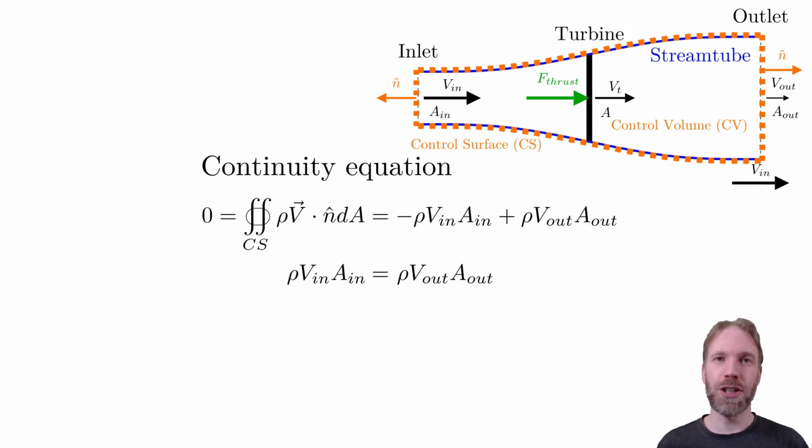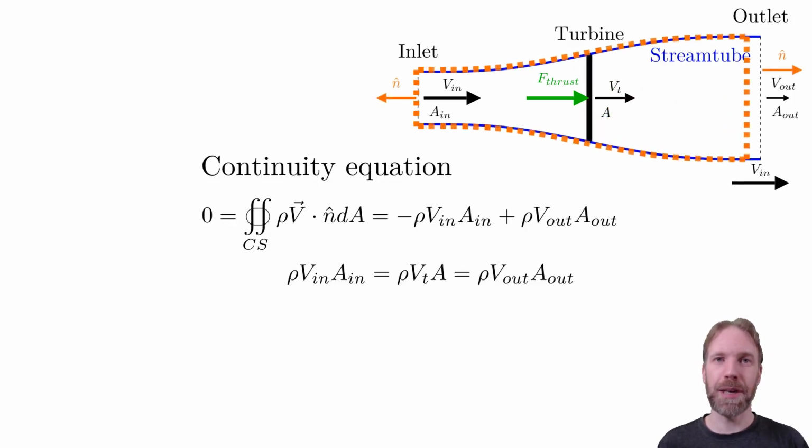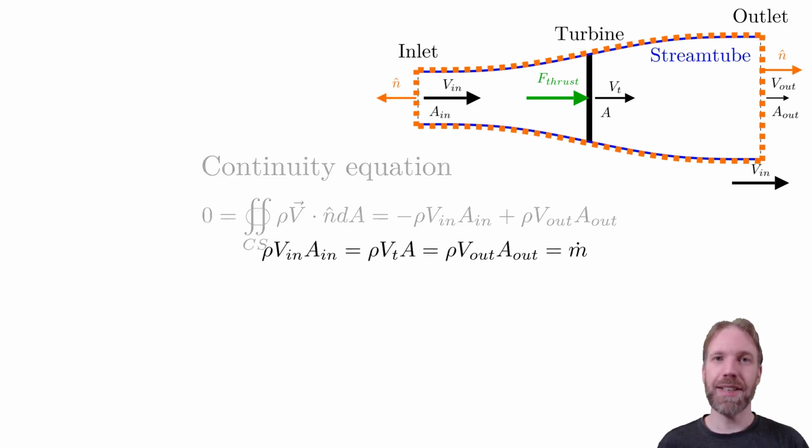Let's change the control volume to only include the part up to the turbine. Remember that the continuity equation is true for all control volumes. Here we see that the control volume exit becomes the turbine. Therefore, the expression is similar for this cross-section as well, which is rho V_T A. Remember that the density multiplied by the velocity and the area is the mass flow as we showed earlier. Let's save this equation.